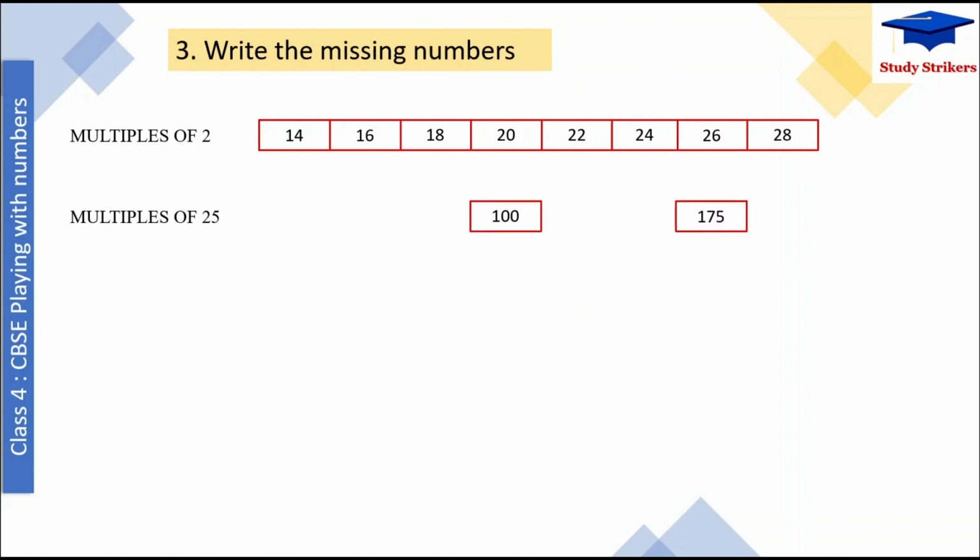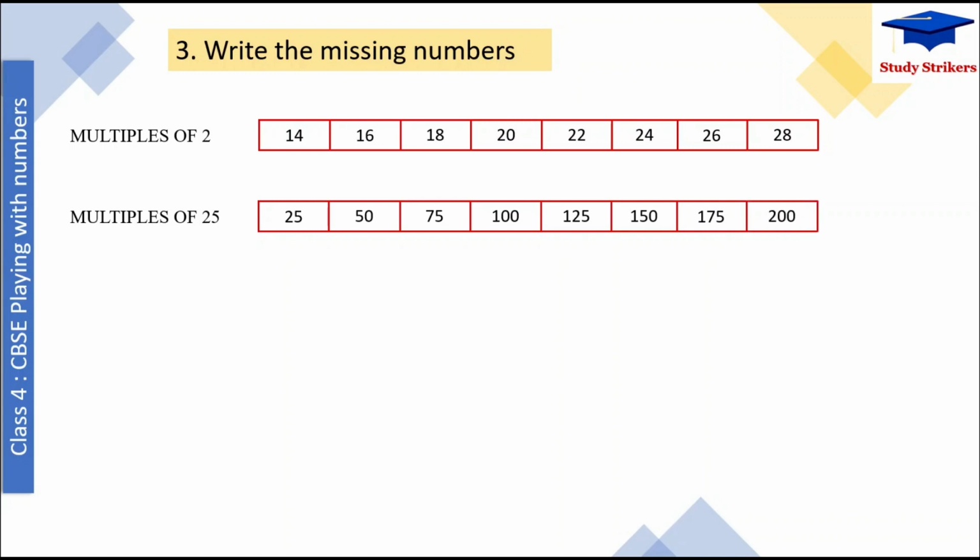Okay. Now we have to find out multiples of 25. Again they have given us 100 and 175. So we will start here with 25, then 50, 75, 100, 125, 150, 175 and 200. So this is how we got multiples of 25.